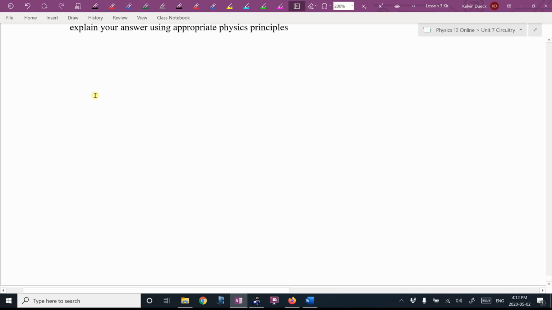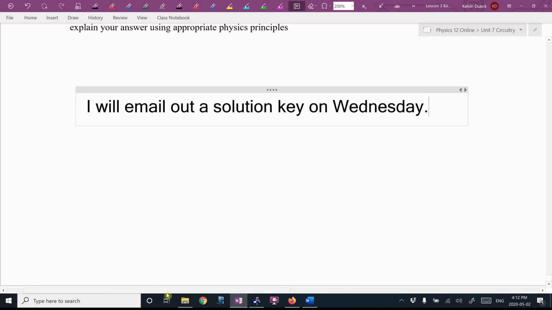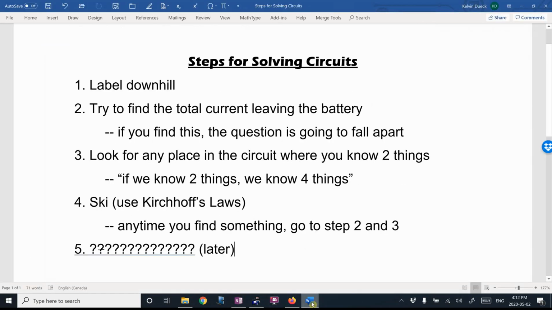Again, as I said before, I will email out a solution key on Wednesday. You'll probably find the YouTube video of the solution key way more helpful because my handwritten solution won't show the steps involved. All you'll see is, oh, he filled everything in. Yeah, but I did it by following these steps.